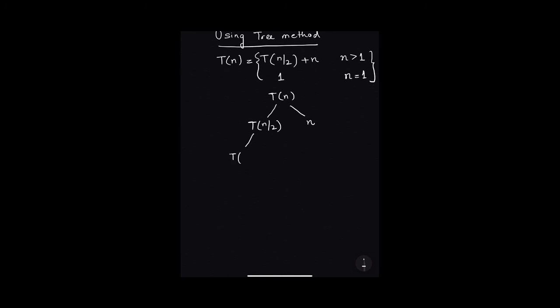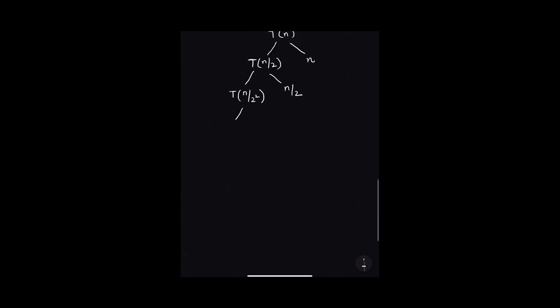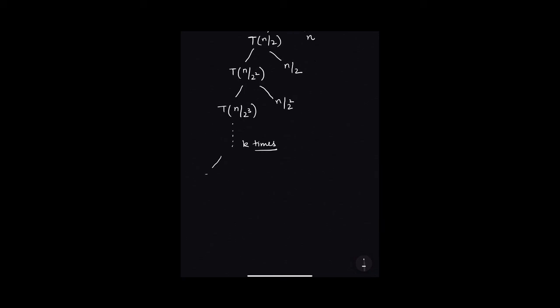Again, this problem was divided into half. It becomes T n by 2 raised to the power of 2 and this becomes n by 2. Again, if I execute it, it becomes T n by 2 raised to the power of 3 and this becomes n by 2 raised to the power of 2. We execute this for k times until the stopping condition is met. So this becomes T n by 2 raised to the power of k and this expression becomes n by 2 raised to the power of k minus 1. Why? Because when I was having 3 over here, the power 2 was the constant value. So this is the expression that we have got.